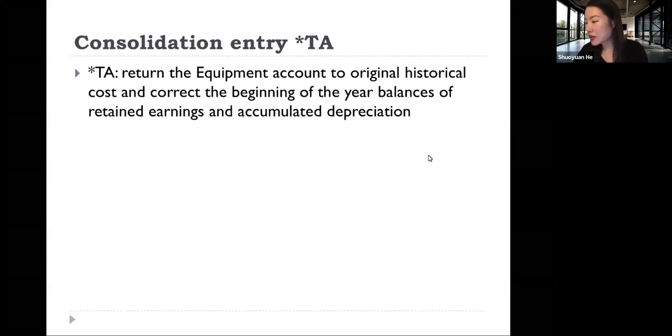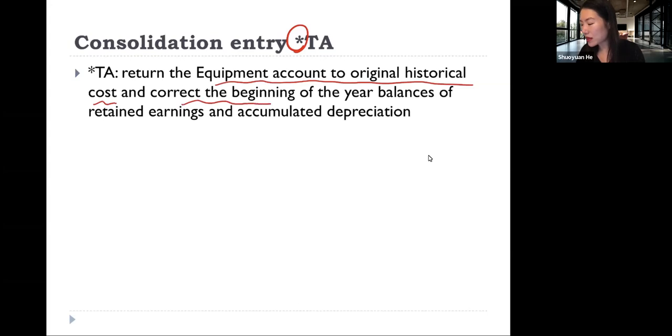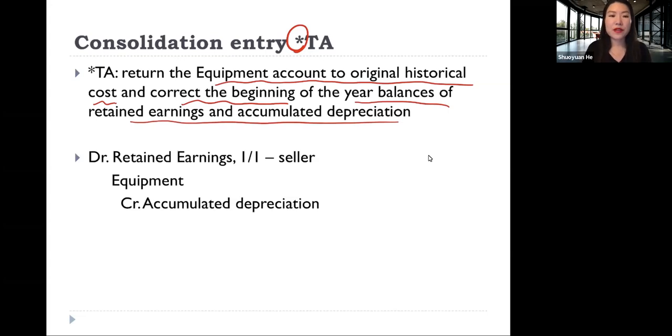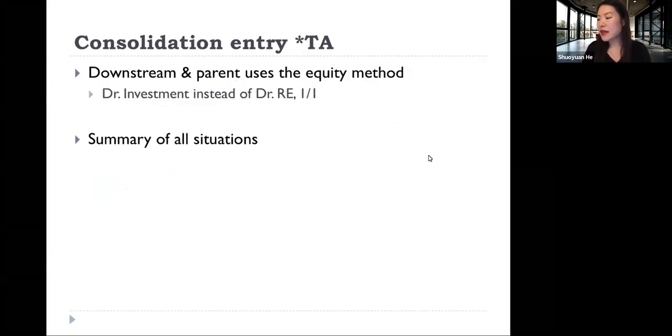Consolidation entry star TA: star here just refers to the fact that this entry takes care of the transaction which happened in the previous year. So it returns the equipment account to original historic cost, and corrects the beginning of the year balance of retained earnings and accumulated depreciation. Basically, the entry is to debit retained earnings at the beginning of the year for the seller, debit equipment account, credit accumulated depreciation. And then if it is downstream and the parent uses the equity method, we need to debit investment account instead of debit retained earnings.